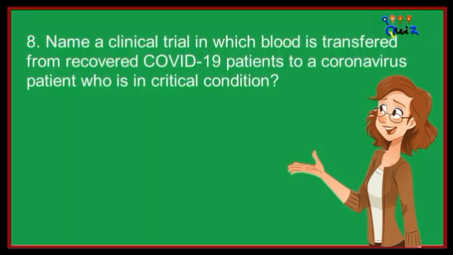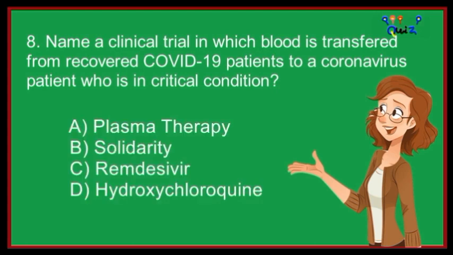Name a clinical trial in which blood is transferred from recovered COVID-19 patients to a coronavirus patient who is in critical condition? Options are, Option A is plasma therapy. Option B is Solidarity. Option C is Remdesivir. Option D is hydroxychloroquine. The correct option is Option A.